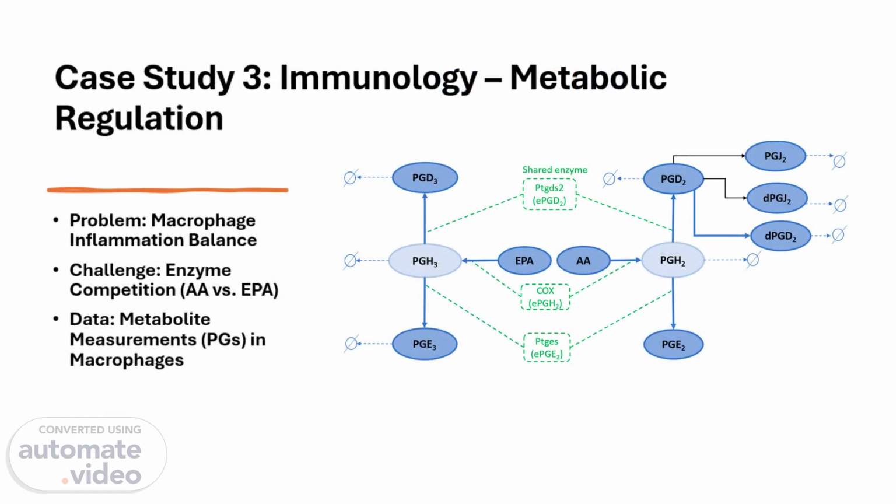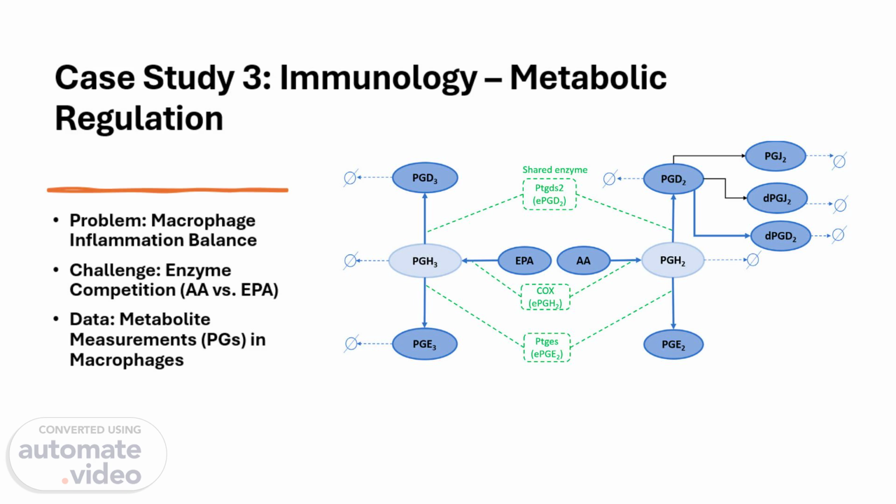Our third case study is on immunology, specifically in the area of metabolic regulation. The central problem is maintaining macrophage inflammation balance, a critical aspect of immune health relevant to various diseases, including diabetes. A key challenge we identified was enzyme competition between arachidonic acid, AA, and eicosapentaenoic acid, EPA, pathways, which produce pro- and anti-inflammatory mediators. We utilized metabolite measurements of prostaglandins, PGs, in macrophages as our primary data.